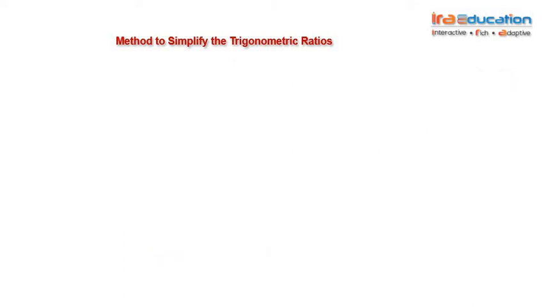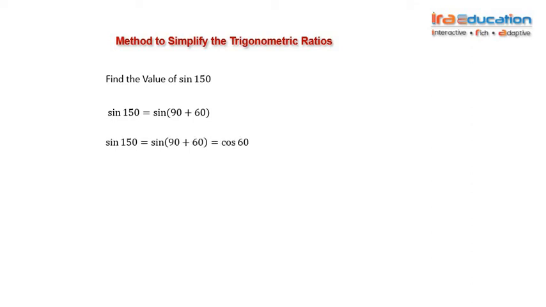Let us solve a problem using the above steps. Find the value of sine 150. Sine 150 is equal to sine of 90 plus 60. Observe that it has the odd angle function. Therefore sine will be replaced by its cofunction cos. Therefore, sine 150 is equal to sine of 90 plus 60, which equal to cos 60.